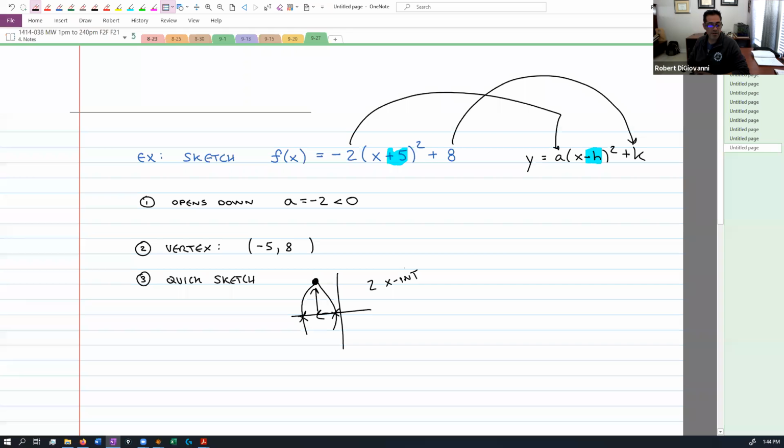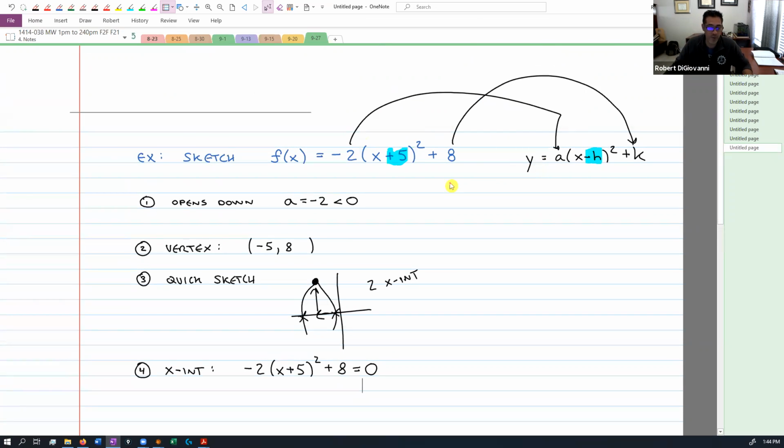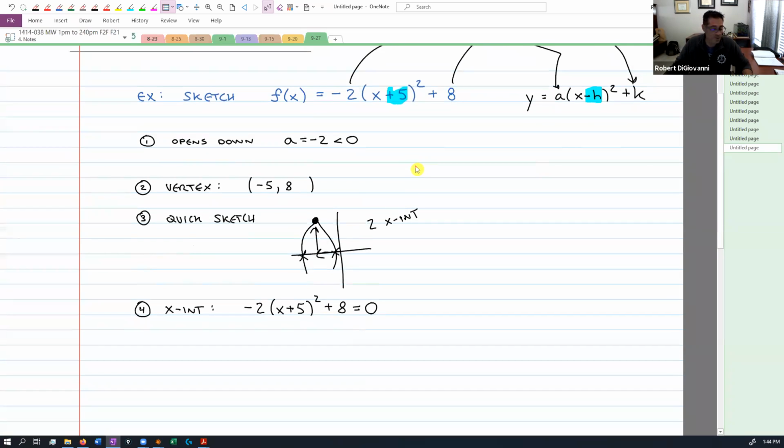So far, it's been pretty smooth though, right? A was pretty easy. The vertex was pretty easy. The x-intercepts, I do have to find them. I need to take the original function and set it equal to 0. Now, please pay attention.